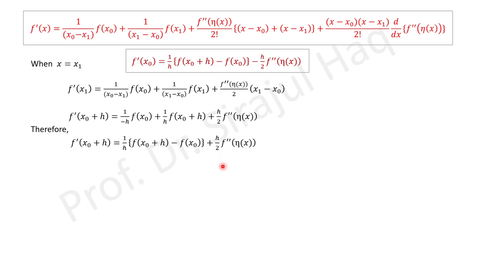Now I want to focus on a point. I would like to use this as x naught instead of x naught plus h. So what I am doing, I am replacing x naught plus h by x naught. So definitely x naught plus h will be replaced by x naught, but what will happen to x naught?